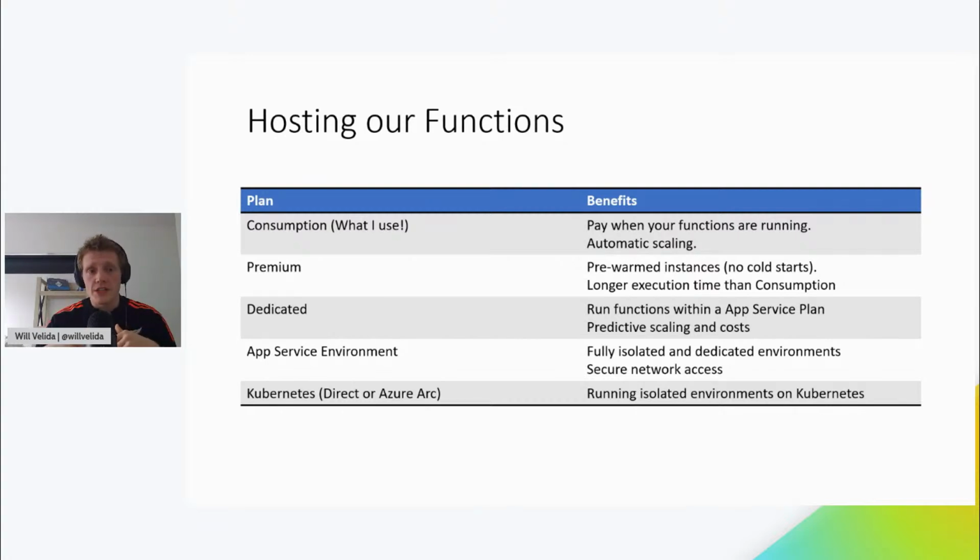You can also host your functions on dedicated plans. So if you have an app service plan where you're not really utilizing the underlying VM, you can actually deploy functions to it. And there you can have some predictive scaling and costs, and also utilize the VM if it's a little bit underutilized. There are also more isolated plans, so you can even run your Azure functions on app service environment, which provides you with a fully isolated and dedicated environment for secure network access. Or you can actually host your Azure functions on Kubernetes, either directly or on Azure Arc, which provides you an isolated environment for your functions, but running on Kubernetes.